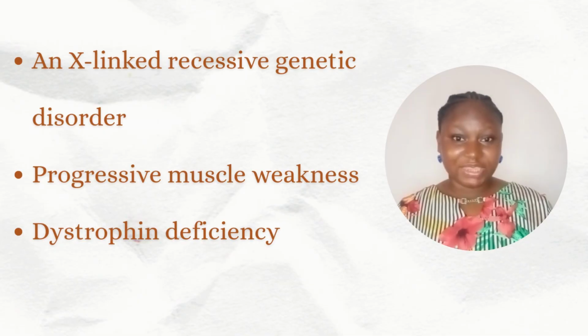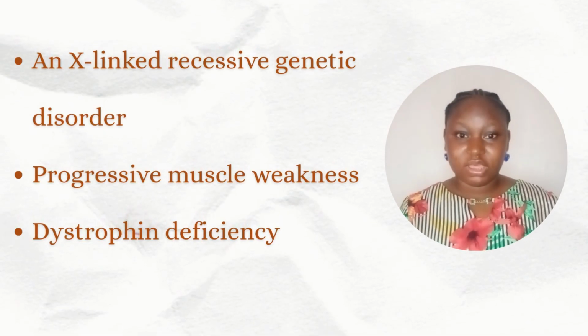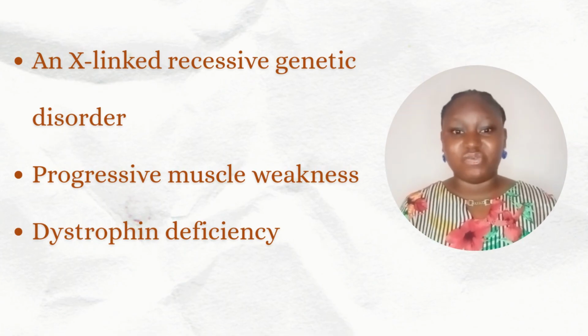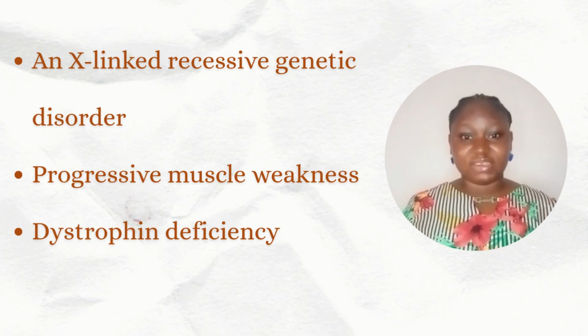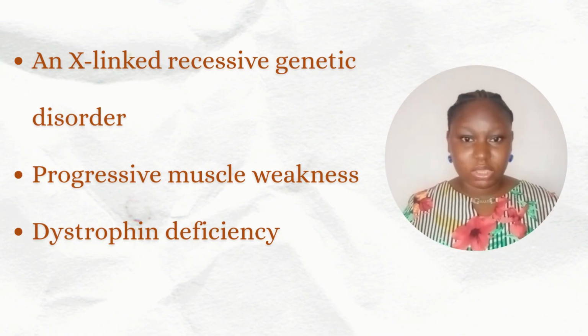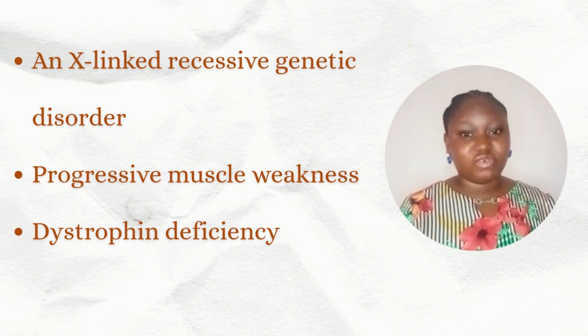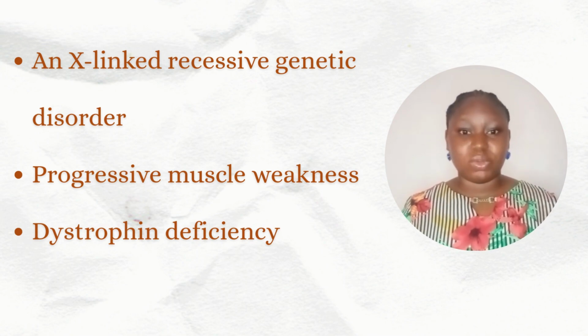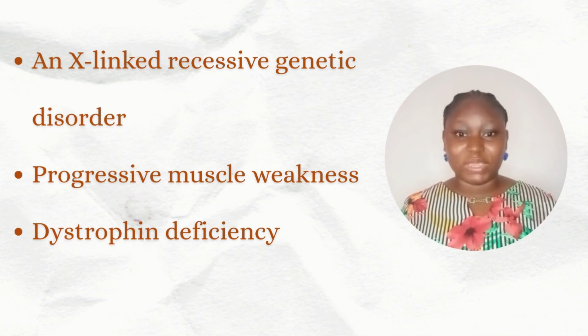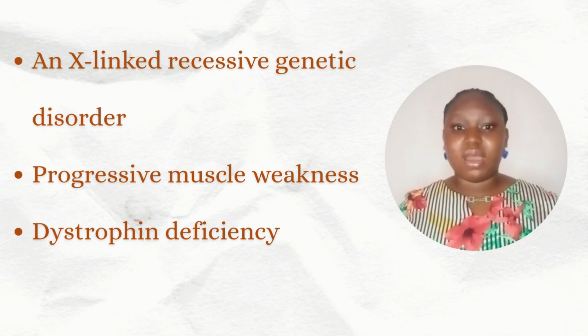Duchenne muscular dystrophy is an X-linked genetic disorder that leads to progressive muscle weakness due to a mutation of the dystrophin gene. The dystrophin gene produces the protein that makes our muscles stable and strong. When there isn't enough dystrophin in the body, the muscle fibers are broken down, and over time this leads to muscle weakness and difficulty with movement and posture.